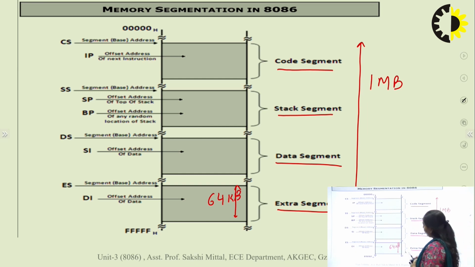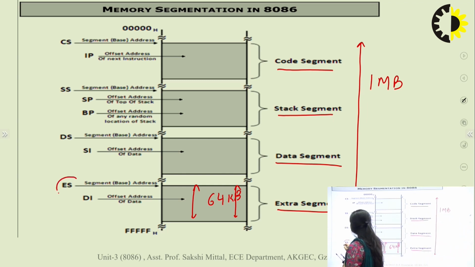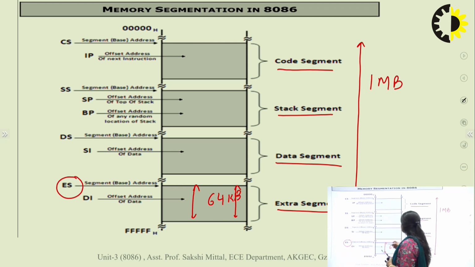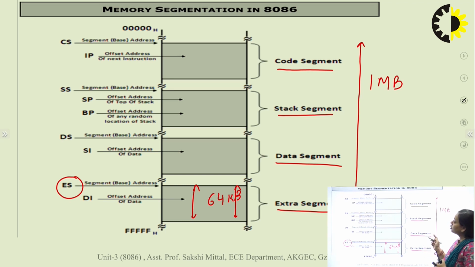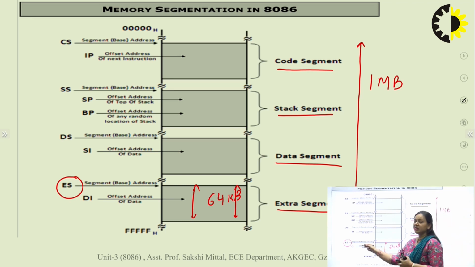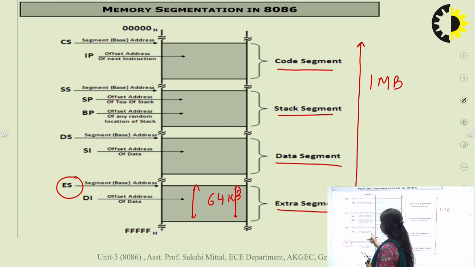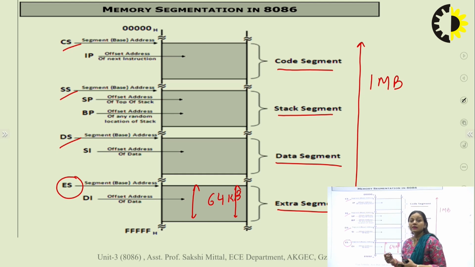So if I have any information stored in a particular segment, I can access it with the help of a 16-bit address which is stored in the corresponding segment register. So I've got 4 segments: code segment, stack segment, data segment, extra segment. All these segments have a corresponding register. So extra segment has an extra segment register, data segment has a data segment register, stack segment has a stack segment register, and code segment has a code segment register. These segment registers define the starting address or the base address of that particular segment.